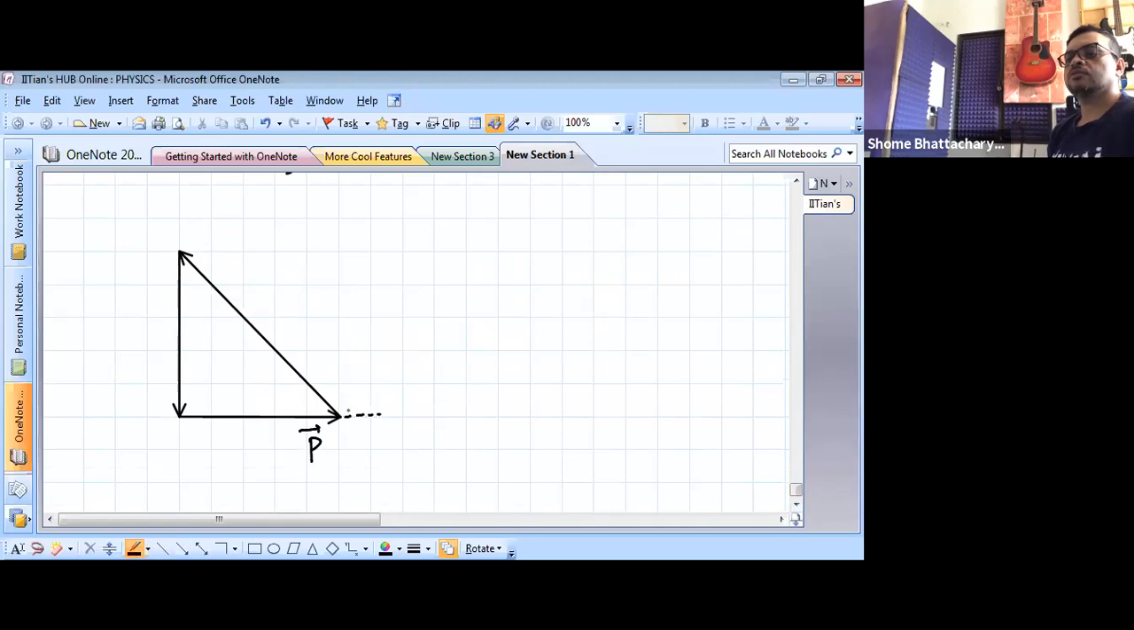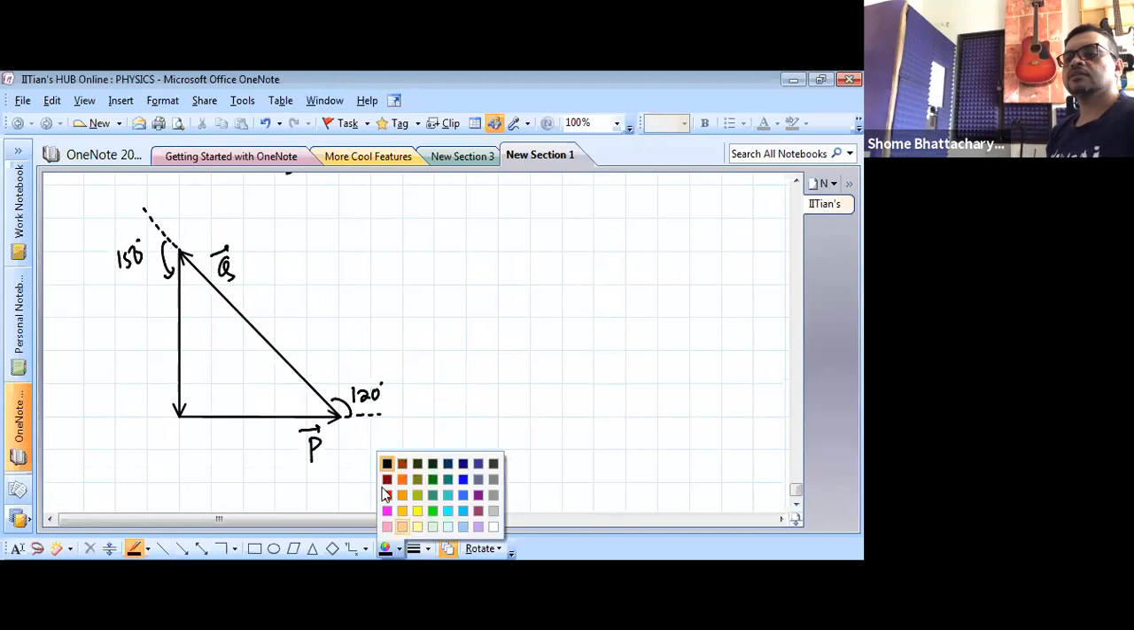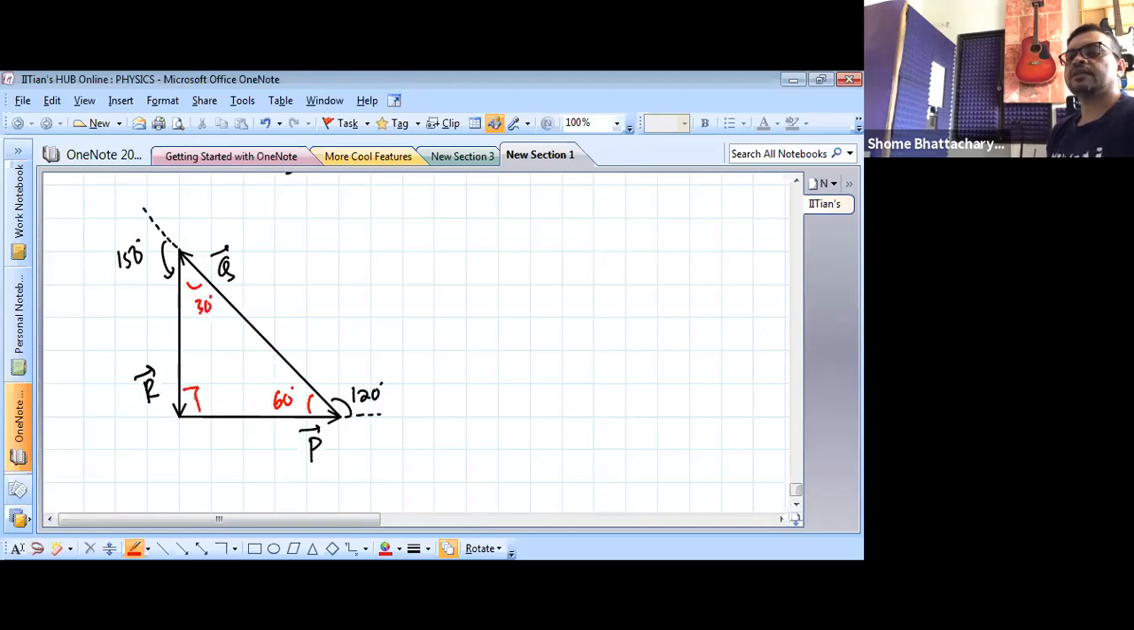Now, this angle is 120 and this angle is 150. So that now means that, before that, this is your vector R. So that now also means that this angle is 60. This angle is 30. So that means that this angle has to be 90. So that is the case.